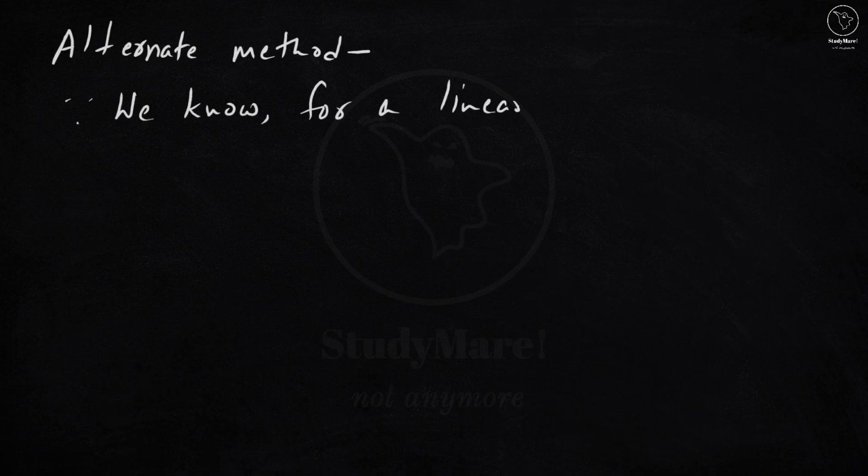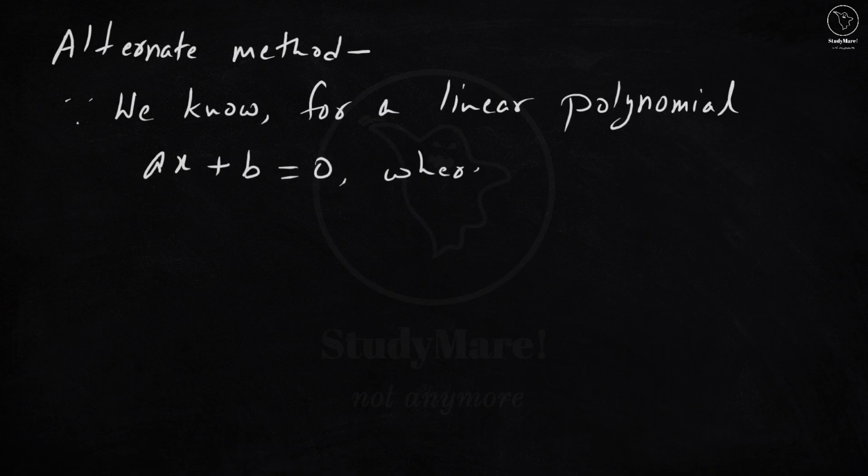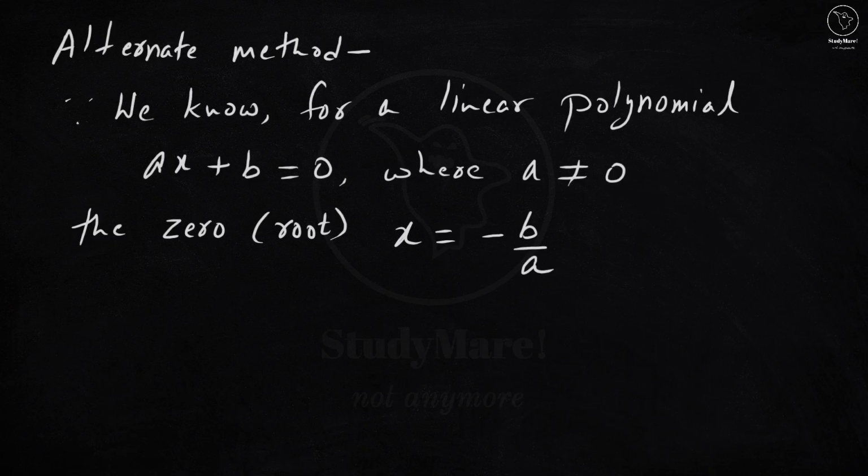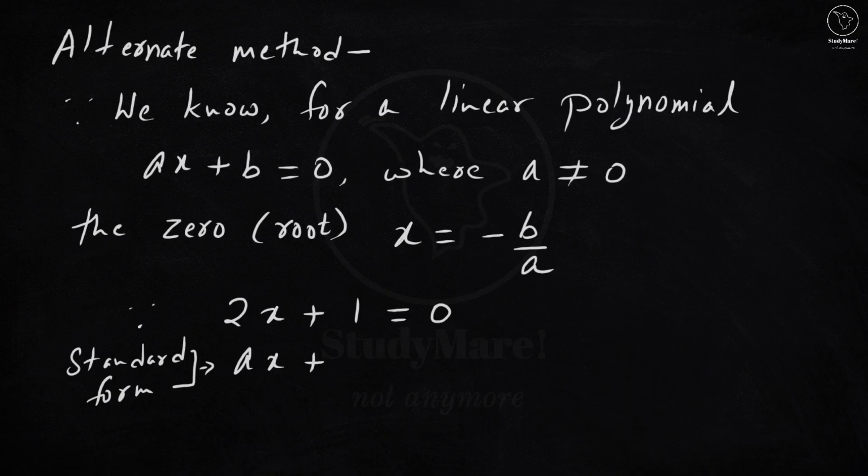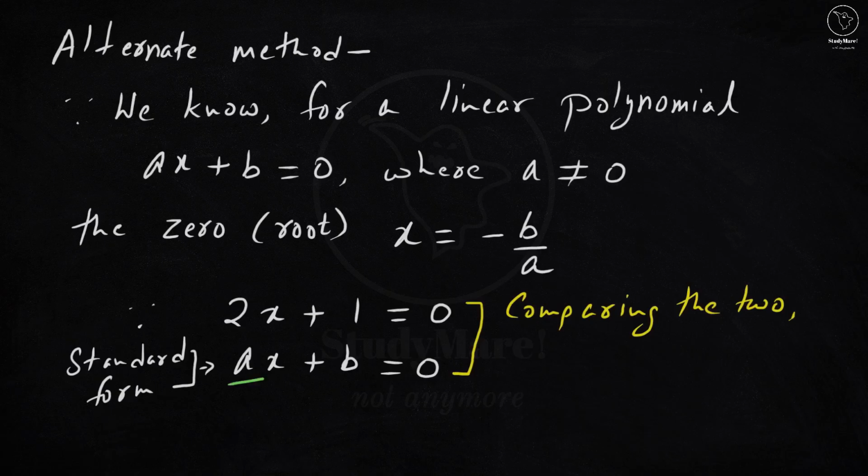Let us also look at an alternate method. We know for a linear polynomial ax plus b is equal to 0, where a is not equal to 0, the 0 or root x is equal to minus b by a. We have already seen this earlier. Now, since 2x plus 1 is equal to 0 and the standard form is ax plus b is equal to 0, comparing the two, we see that a is equal to 2 and b is equal to 1.